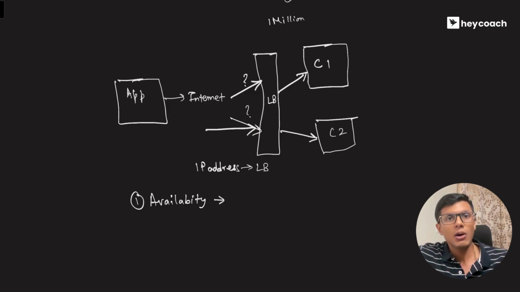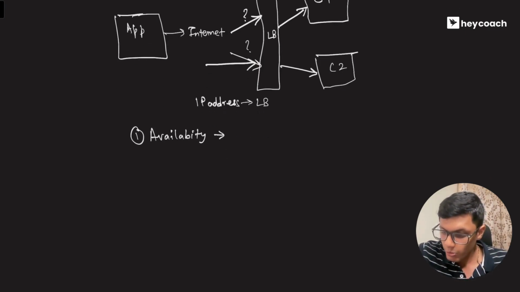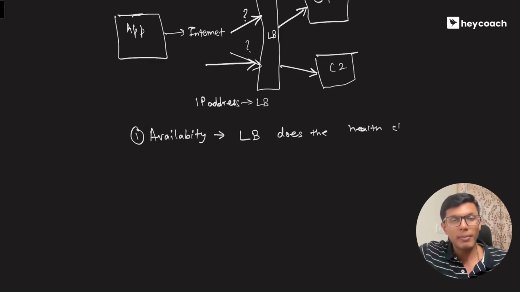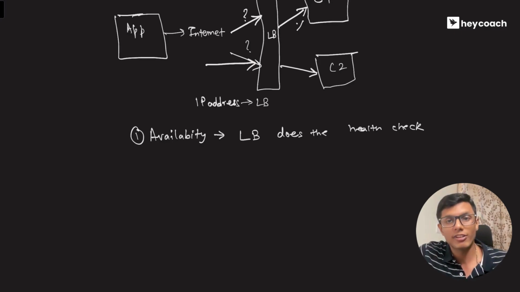Okay, so now what are the operations that the load balancer does? The load balancer does health checks. It is checking whether my computer one is healthy enough to take those requests. If it's not healthy, it would mark it as unhealthy and then stop sending the traffic to computer one.